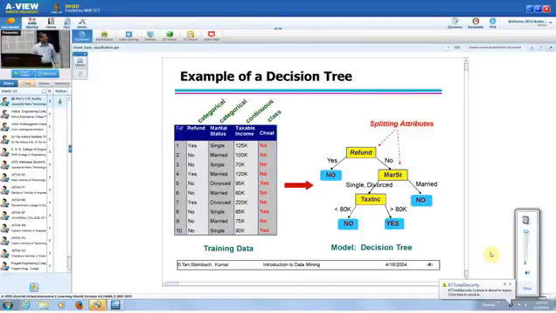See, a married fellow with 75k income is not a cheat. The refund status no is also not a cheat. And here also, refund status no for a married fellow with 50k is not a cheat. No, it's a single status. Okay. Normally this looks like this.